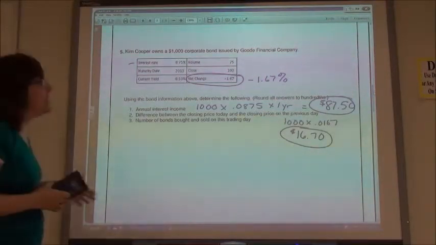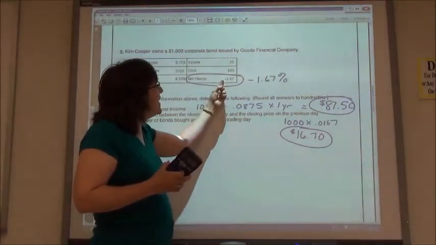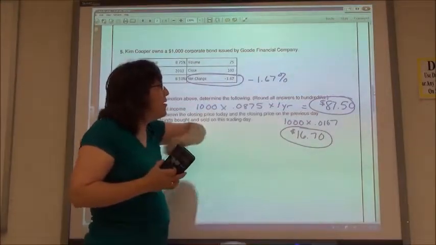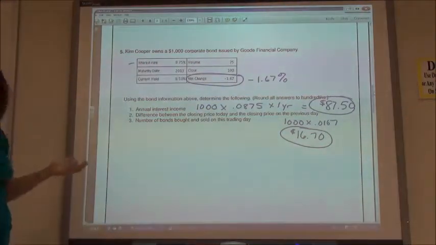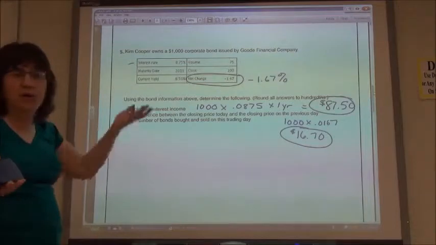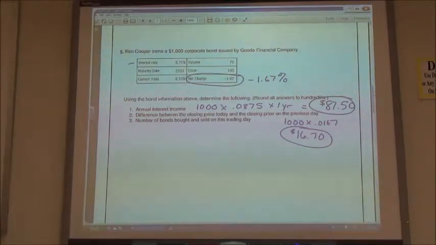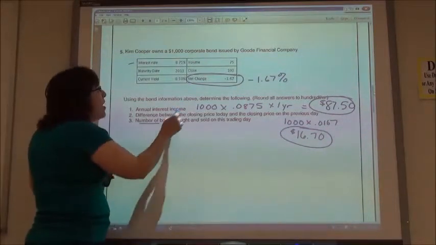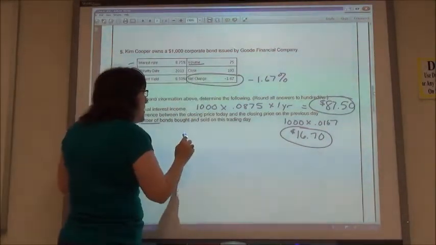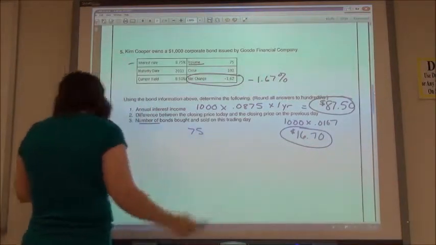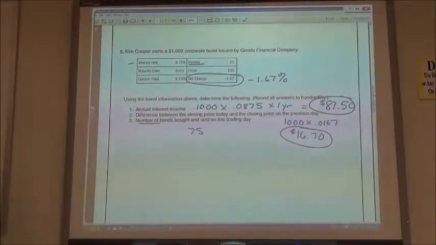So there on the net change, that negative just indicates that it decreased. We really don't have to use that when we do the problem, because it just wants to know what was the change, the increase or the decrease, $16.70. And then the number of bonds bought and sold on this day. The number of bonds would be talking about the volume, and so we have 75 for our volume, looking there at the table.